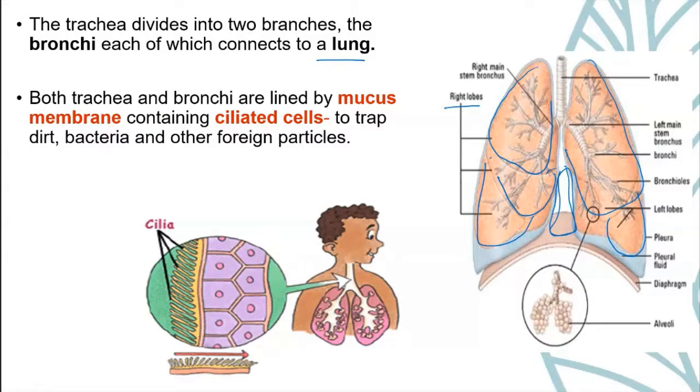Okay, so both the trachea and bronchi are lined by mucous membrane. The trachea, your airways, are lined by mucous membranes, and they also have cilia, ciliated cells, to trap dirt, bacteria and other particles. So the mucus traps, and then the cilia will sweep the mucus containing all the contaminants upwards, so that it can then be swallowed into the esophagus.